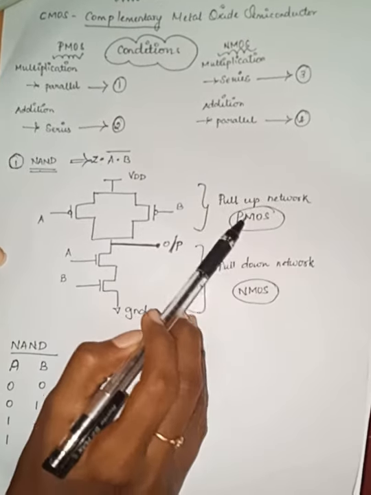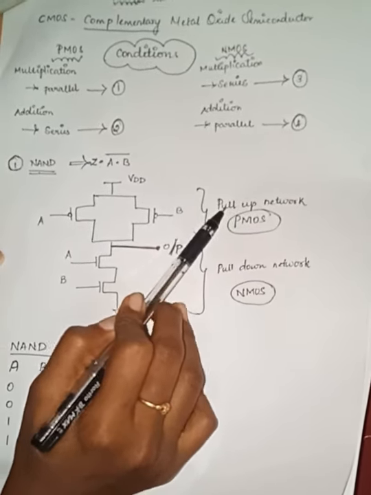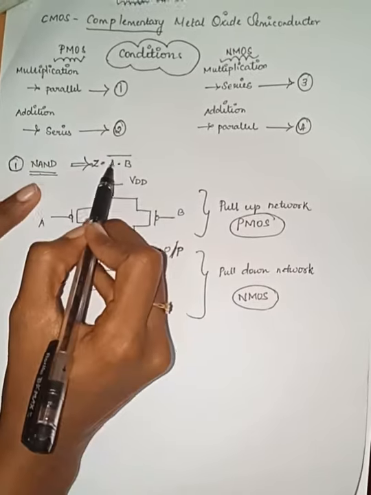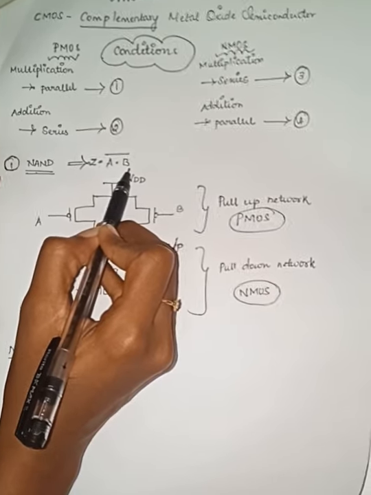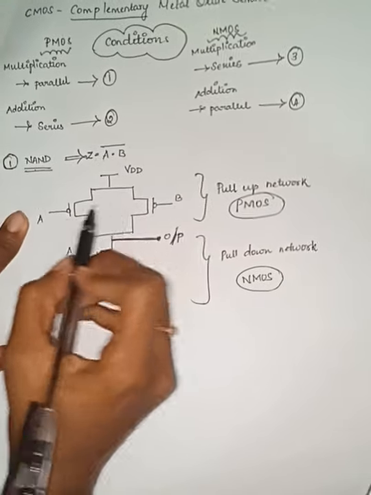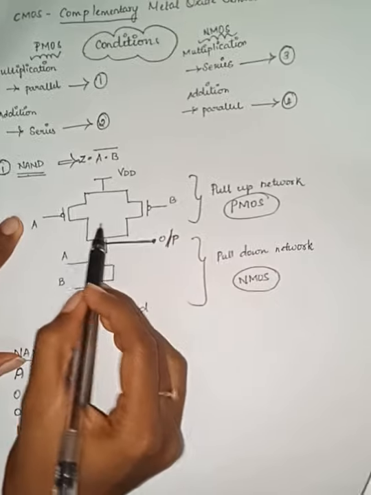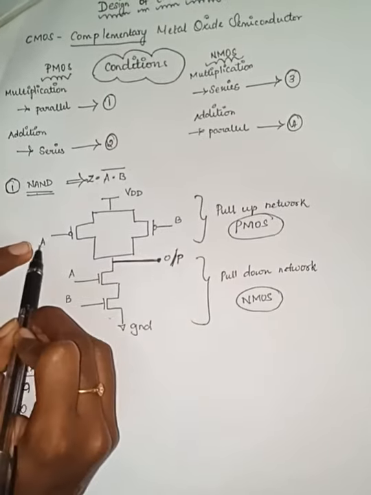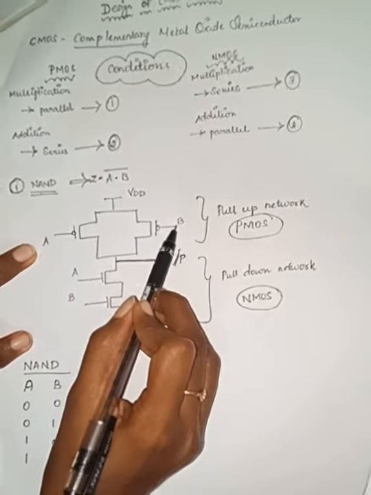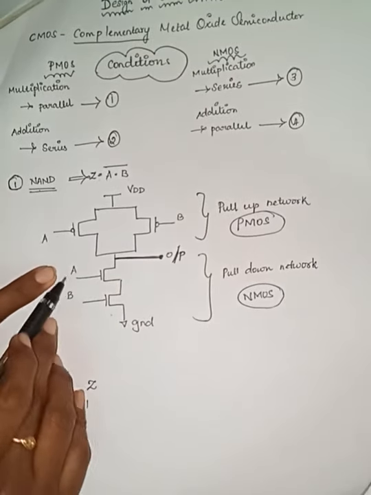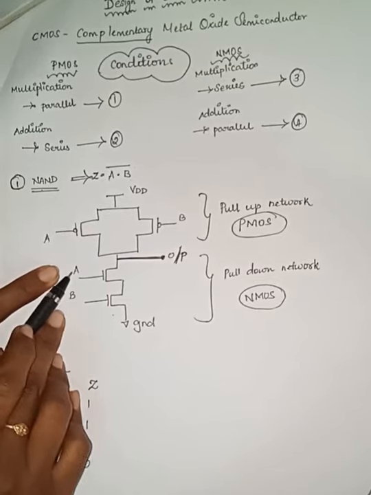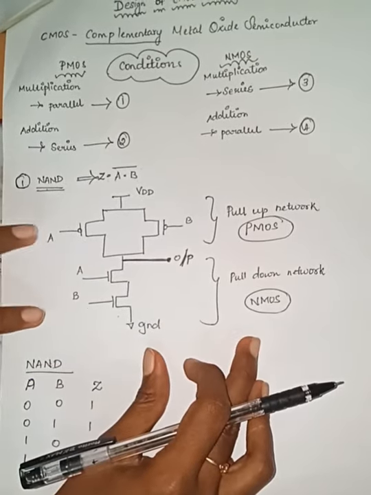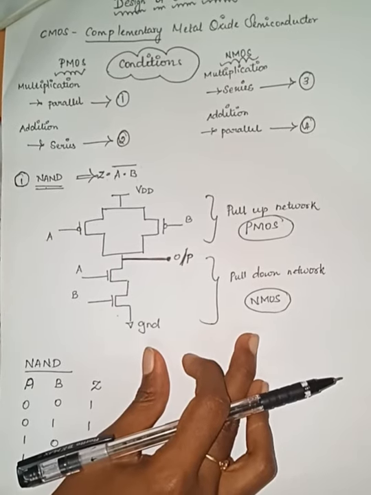Now let us see how to design the NAND gate using CMOS transistors. First, as PMOS is always used as the pull-up network and NMOS is always used as the pull-down network, and we have two inputs A and B, we need two transistors each. For PMOS we need two transistors, and for NMOS we need two transistors. One transistor is input A, another transistor is input B. Same for NMOS: one transistor is input A, another is input B.